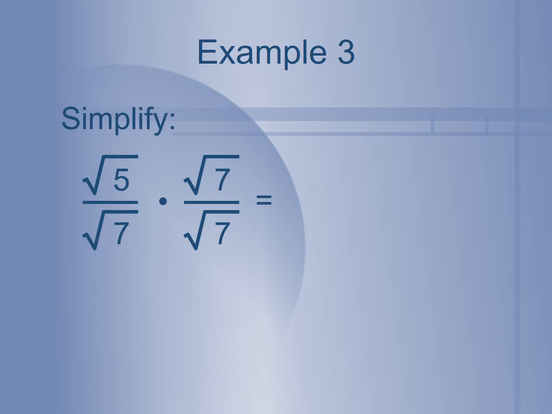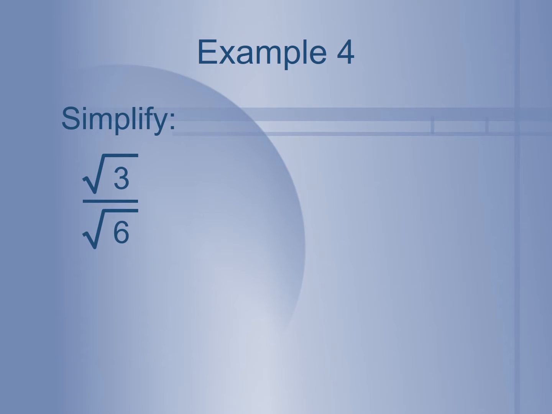So the reason that we picked to multiply by the square root of 7 is because we know that the square root of 7 times the square root of 7 is 7. So that means that our denominator no longer has a radical in it. And the square root of 5 times the square root of 7 is the square root of 35.